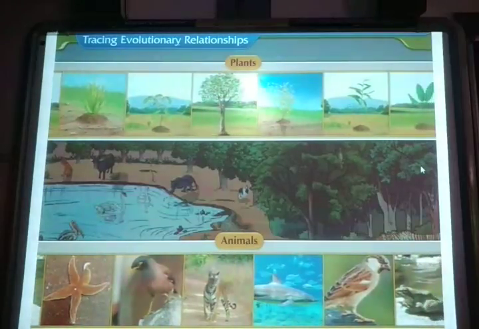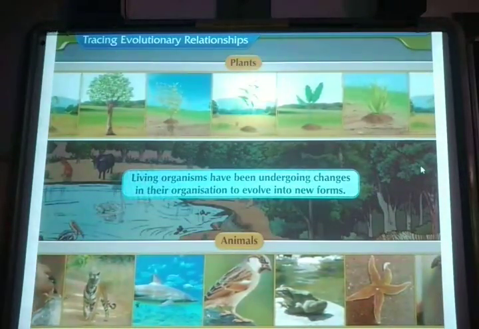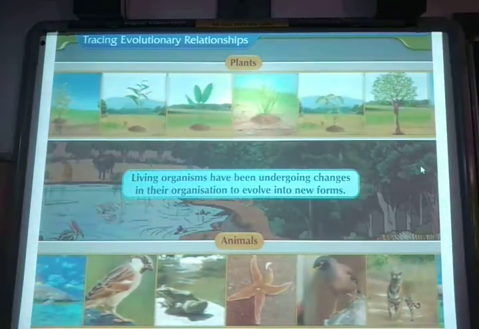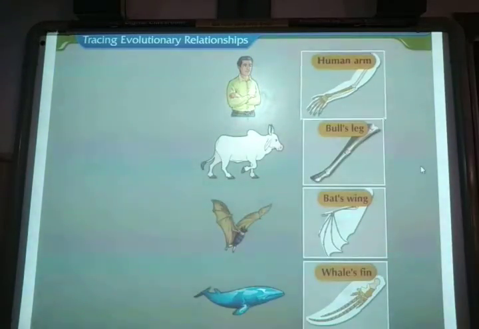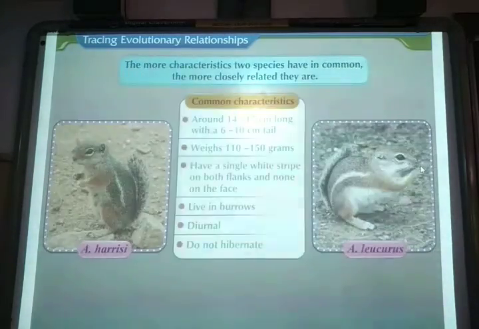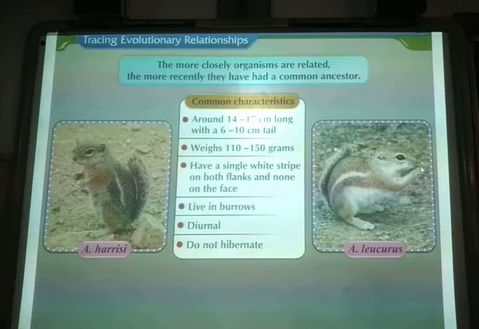Several biological studies have suggested that right from their origin, living organisms have been undergoing changes in their organization to evolve into new forms. A number of common features of different organisms provide an evidence in favor of evolution. The more characteristics two species have in common, the more closely related they are. The more closely they are related, the more recently they will have had a common ancestor.